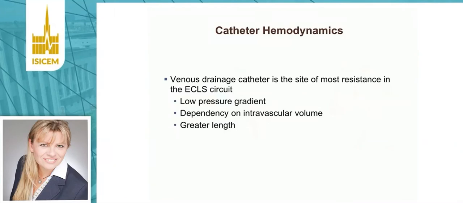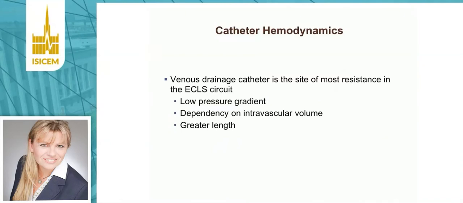The catheter hemodynamics is the most important issue in this process. My bottom line is to understand that the venous drainage catheter is the site of most resistance in the ECLS circuit because of its low pressure gradient, dependency on intravascular volume, and greater length. It means that the whole ECMO procedure is dependent on this venous drainage catheter and its performance.